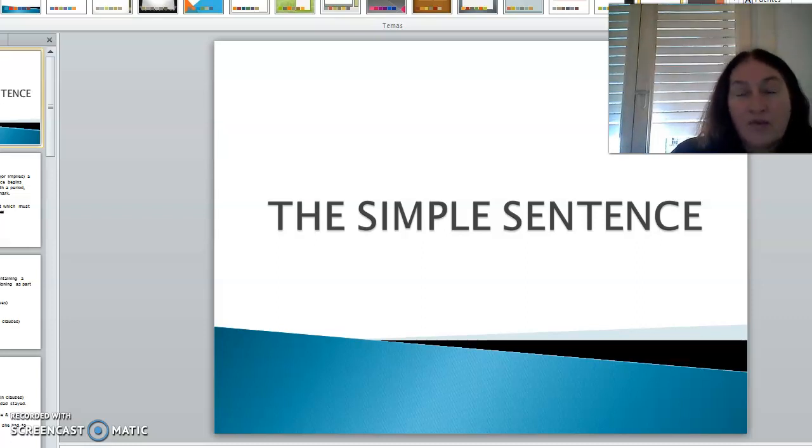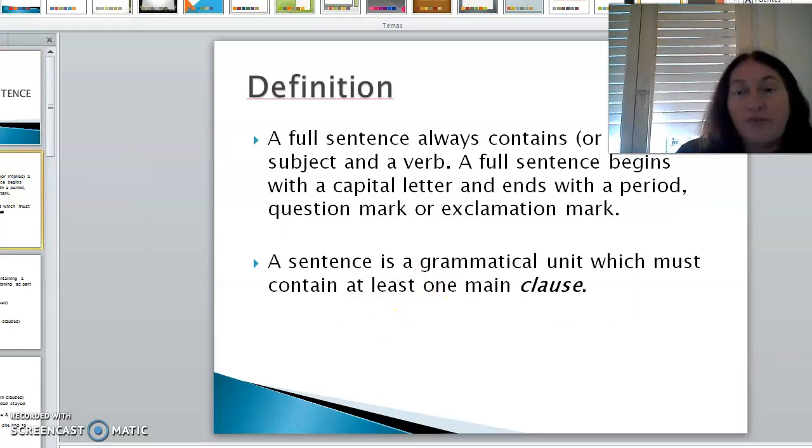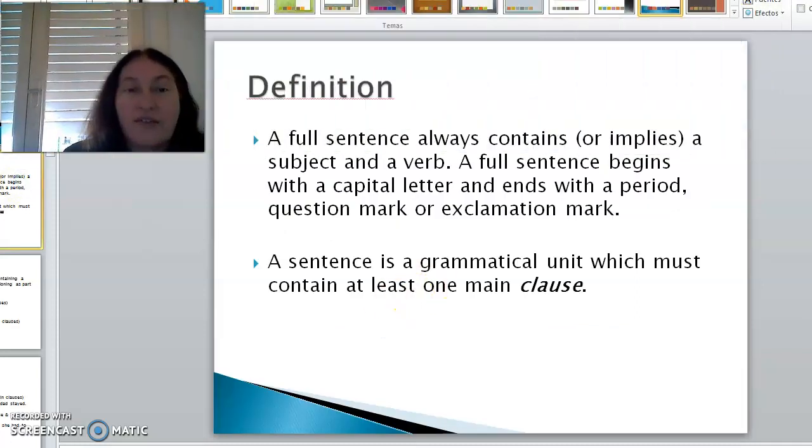Well, this week I would like to work with the simple sentence. That's why I'm sharing this PowerPoint presentation with you. I'm sure most of you can recognize a sentence and have an idea what a sentence is. Let's move on to the definition of a sentence.